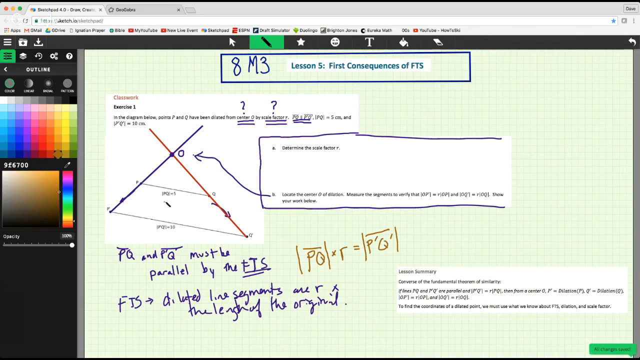But we know the length of our original line segment and the length of our final line segment, right? So we can just plug those in here. The length of our original is 5, times the scale factor equals the length of our final. If 5 times R is 10, then R must equal 2. And that's our answer. The scale factor is R equals 2.